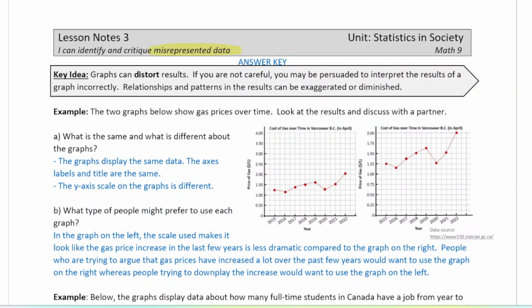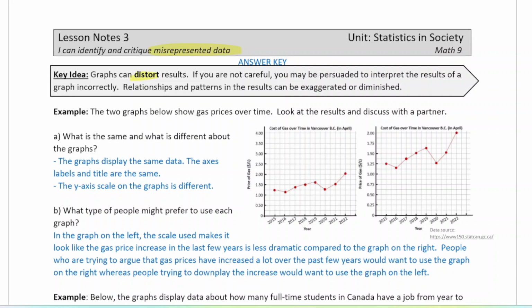So when you do your own survey and you display your graph, you want to choose a graph that is not misrepresenting your data. There are many ways we can distort our results, and if we're not careful, you can be persuaded just by the way you make your graph to see the results differently. Let's look at this first example.